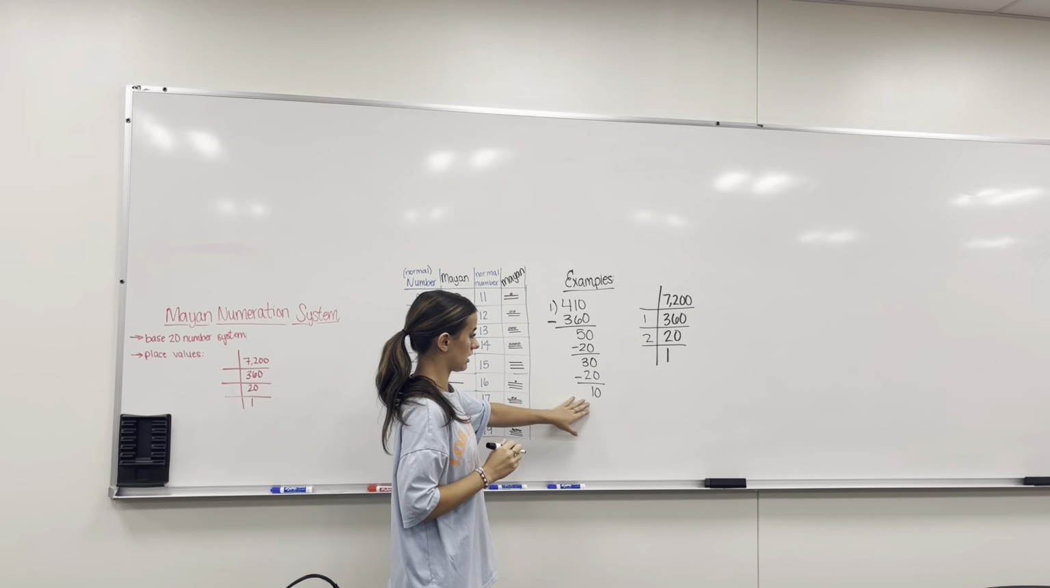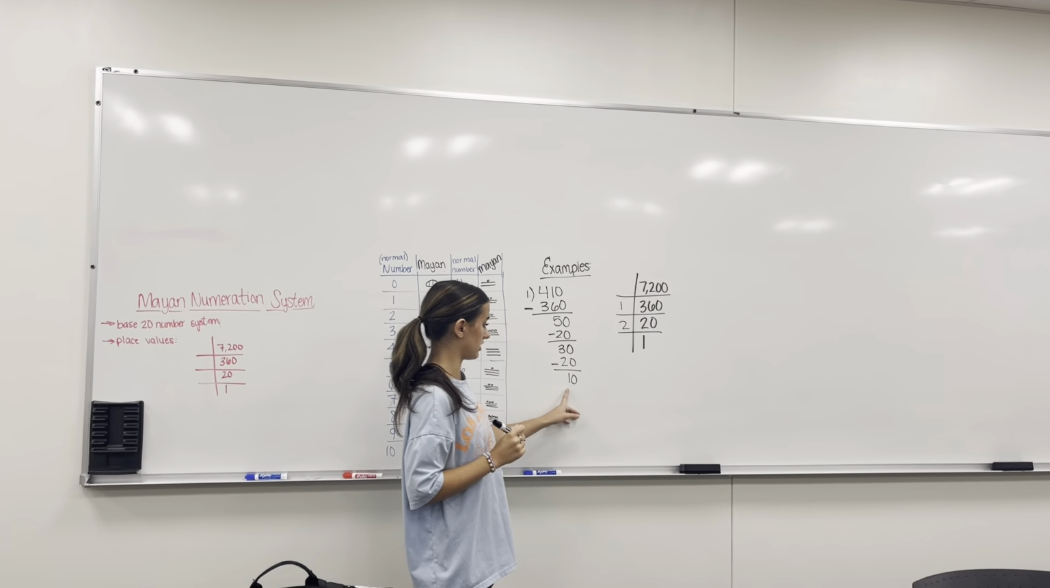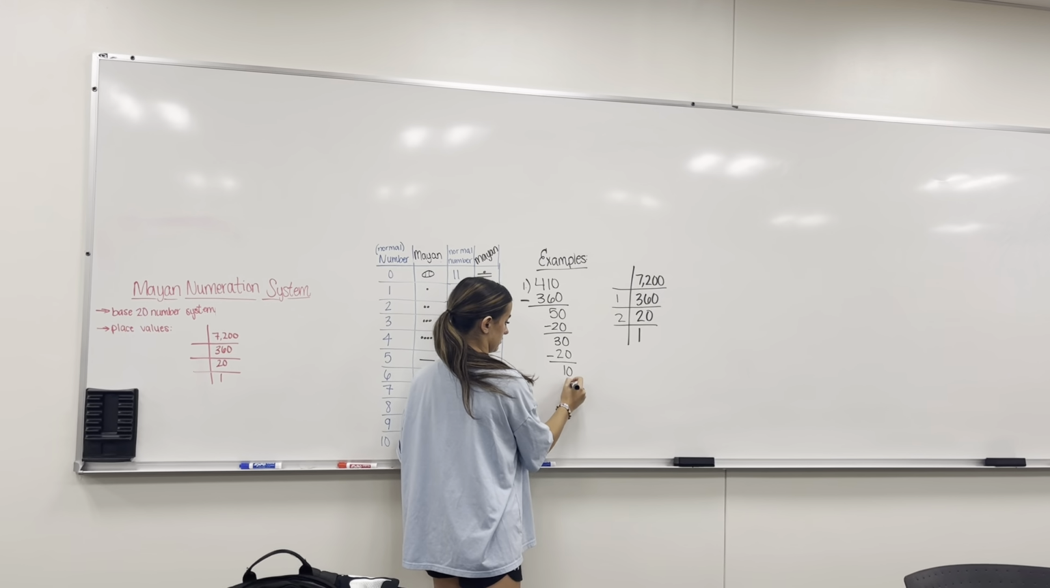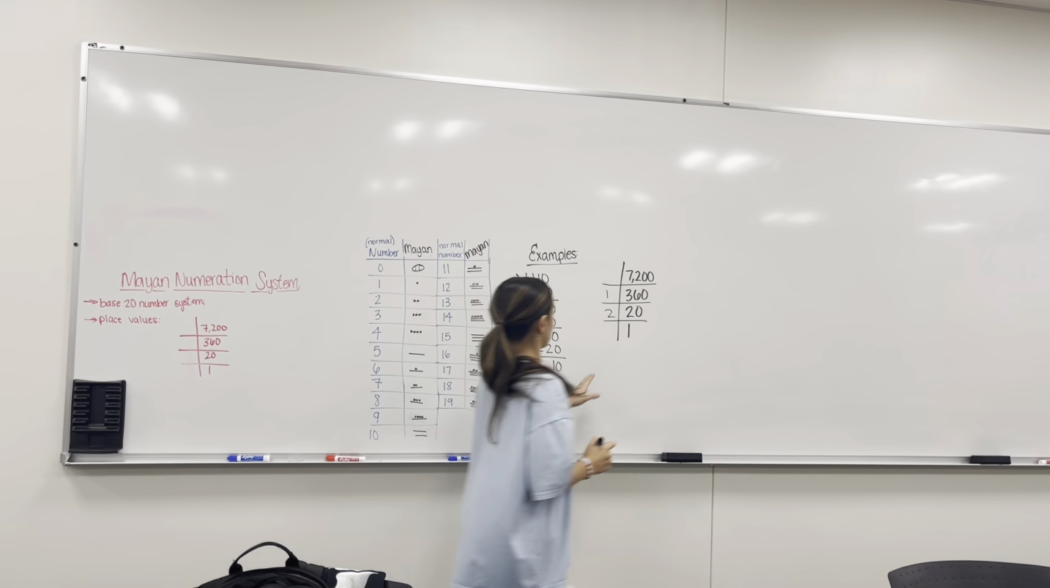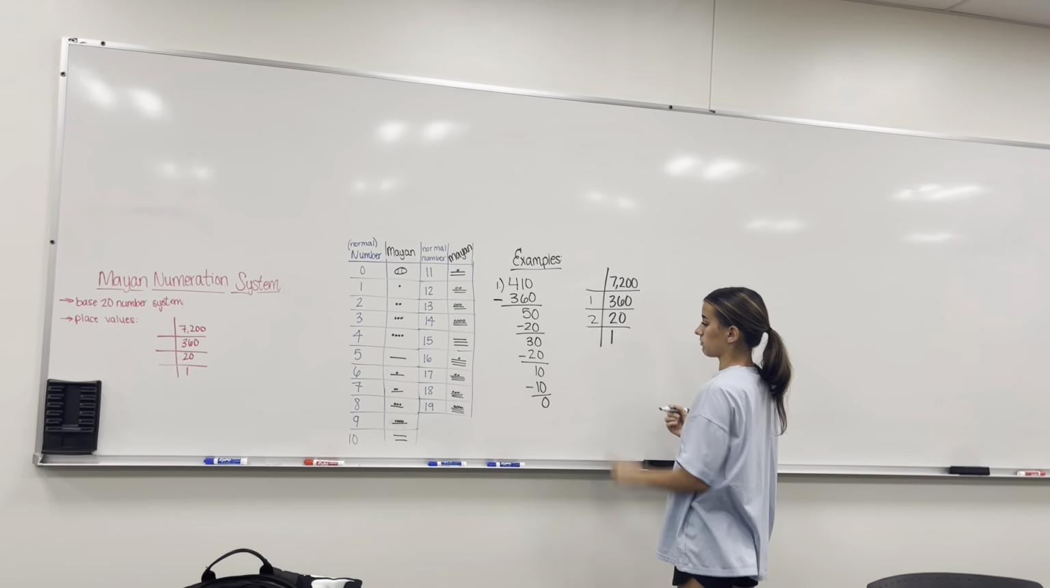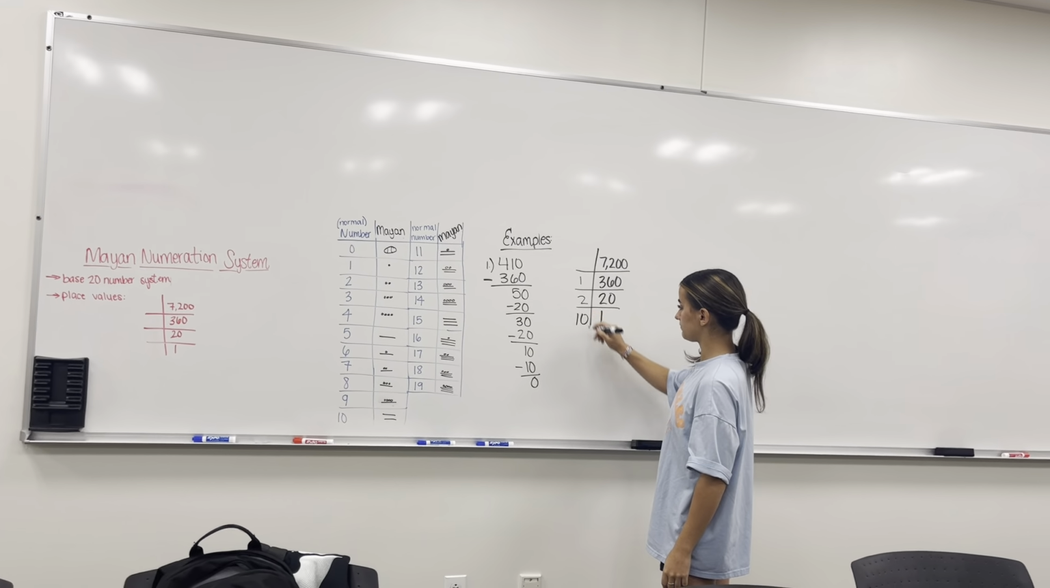And then we still have 10 left. So then how many ones can we fit inside 10? 10. So then you subtract, and when you're left with 0, you just figure out how many numbers you took away from each. So I took 10 ones away.